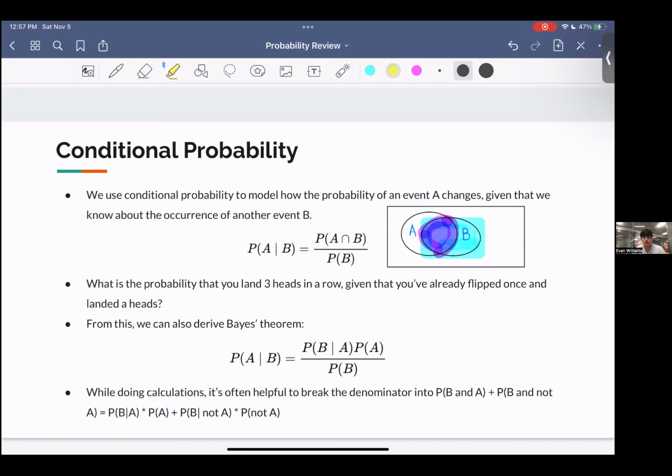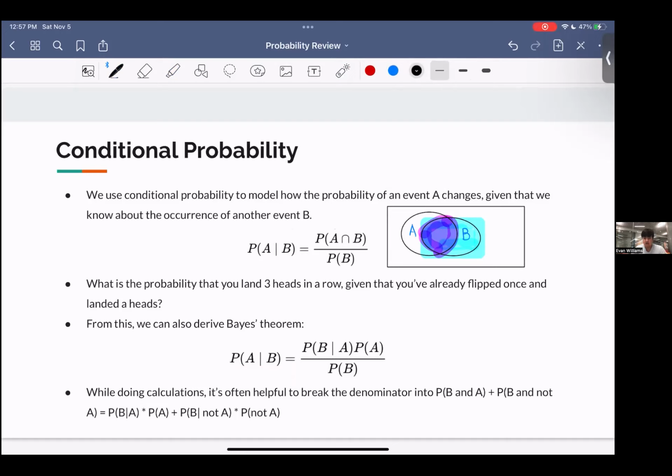From this kind of general intuition, we can also derive Bayes' theorem, and we say that the probability of A given B, and that's how we read this vertical bar here, is equal to the probability of B given A times the probability of A over the probability of B. And this should be familiar from your basic probability courses.